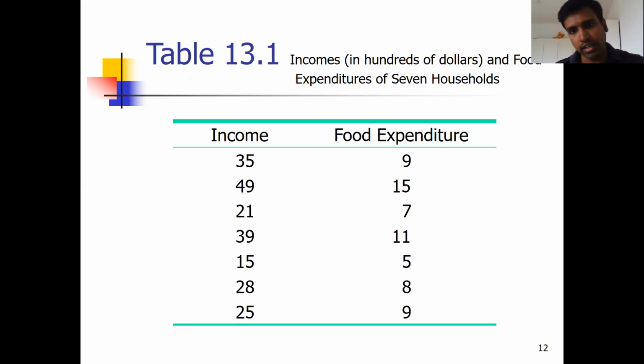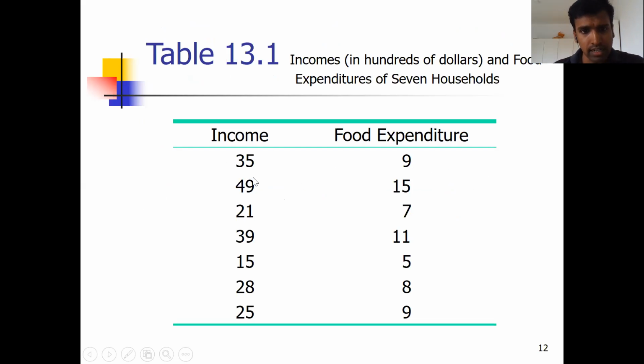Okay. And now let's take some data. And this data has 7 points. And income is captured, and the food expenditure is captured as well. So when the income is 35 and the food expenditure is 9, imagine there is $35 and this is $9, maybe 35 rupees or 9 rupees.